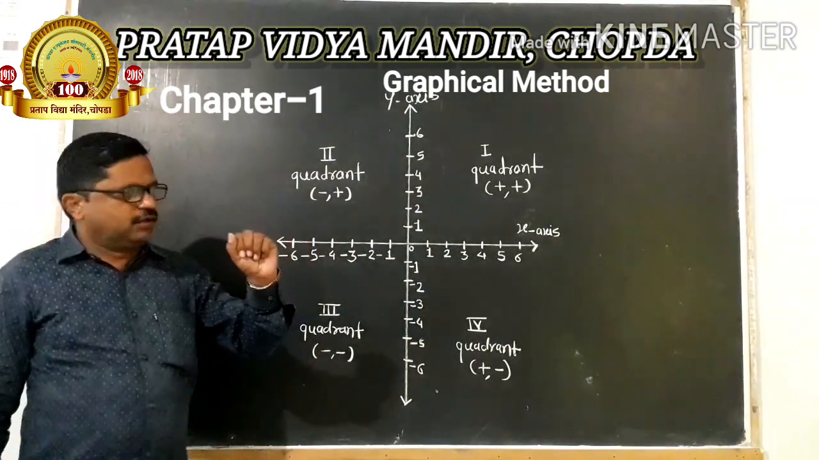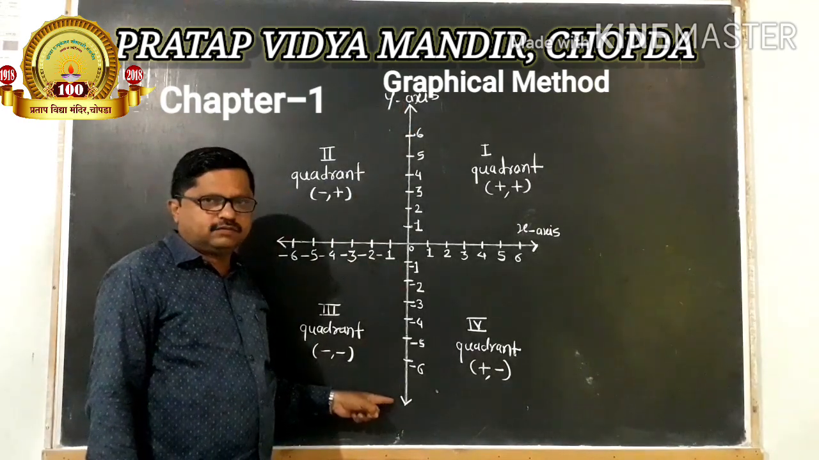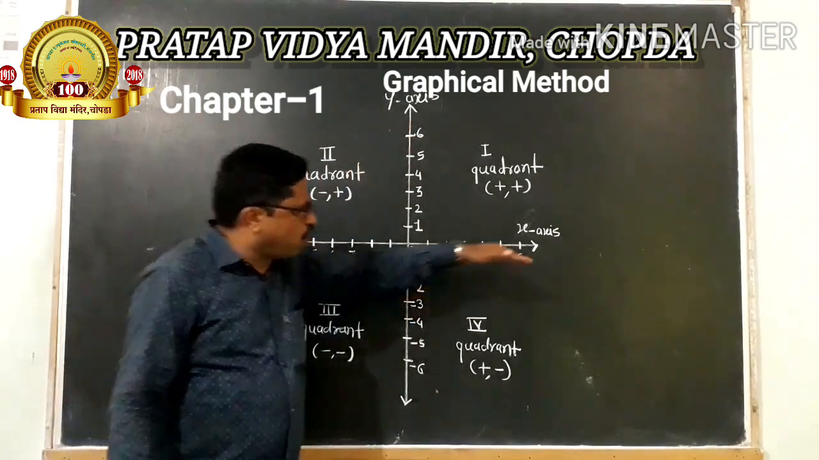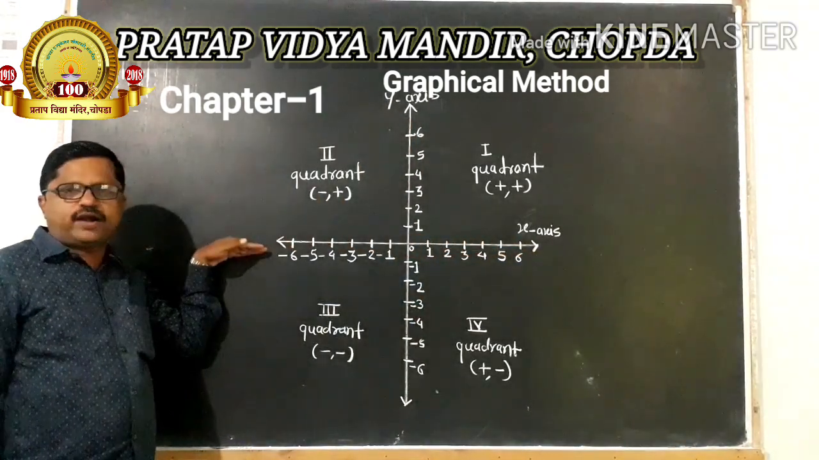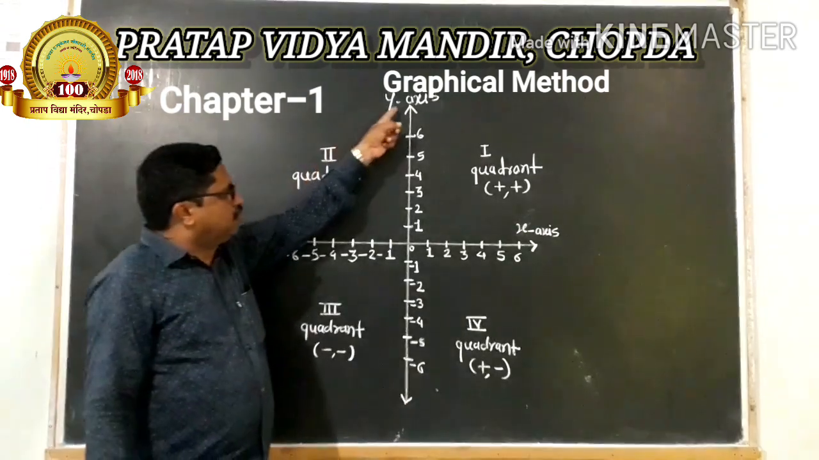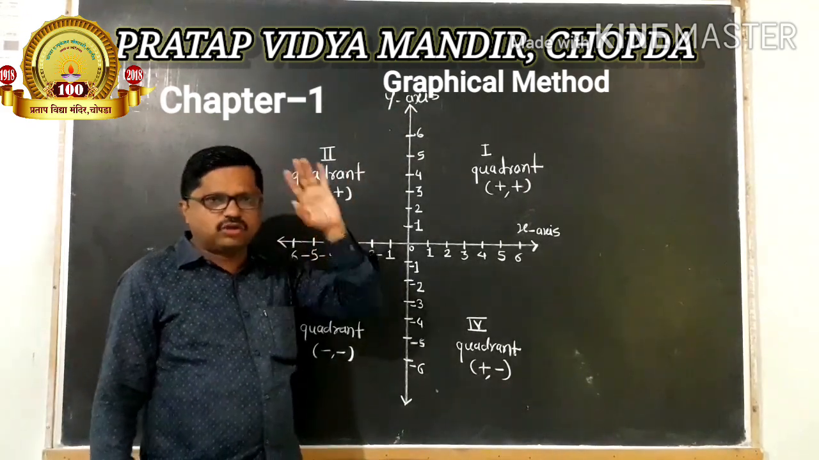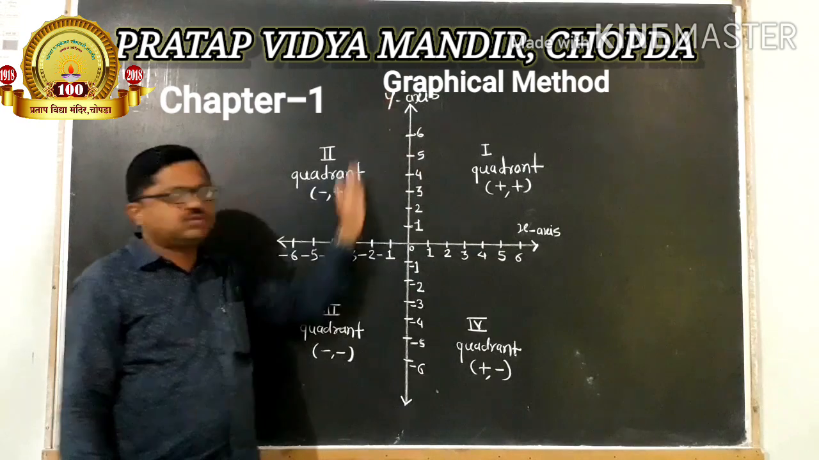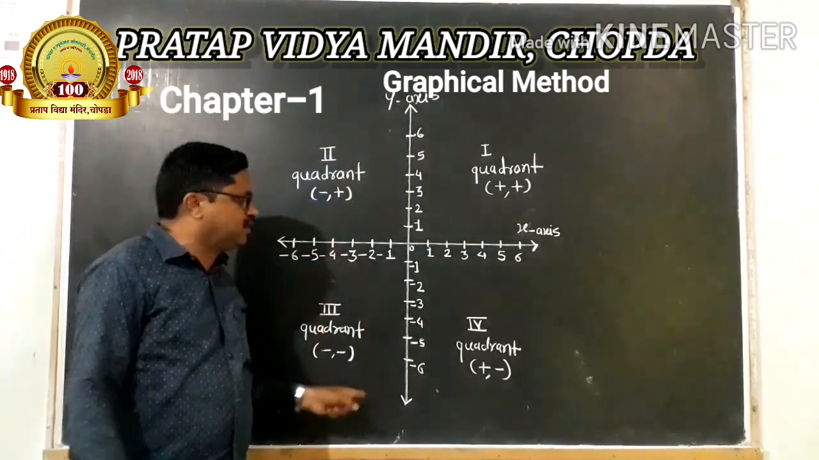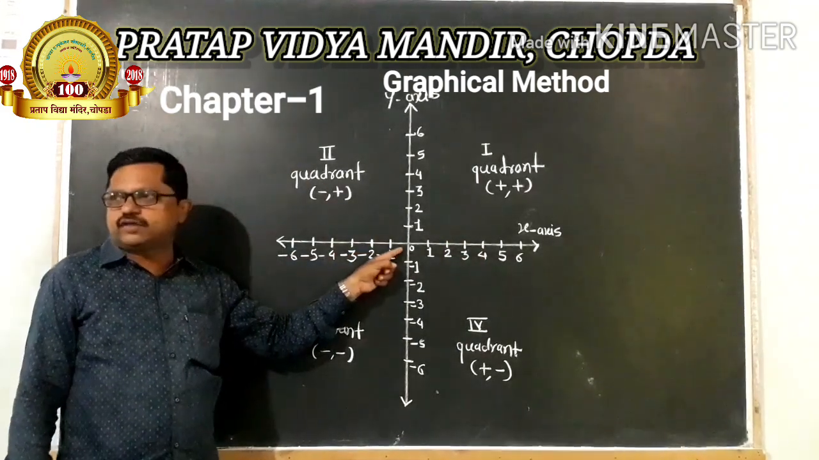In this figure, this vertical line is called the y-axis, while this horizontal line is called the x-axis. This graph contains two axes on the board, the x-axis and the y-axis. These both axes intersect each other in a point, and that point is called the origin.